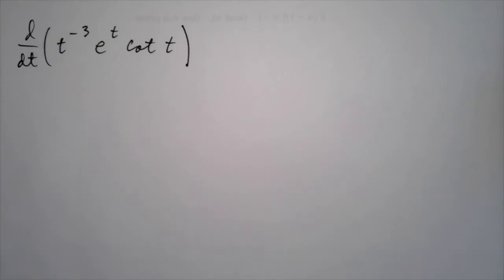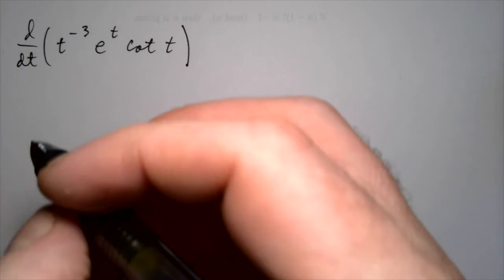Okay, next up we're going to take the derivative of t to the minus 3 times e to the t times cotangent of t. You got to be careful with my handwriting. That t is the variable. That t is just part of the function cotangent. All right, now check it out. That's a product of three different functions, right? That one times that one times that one.